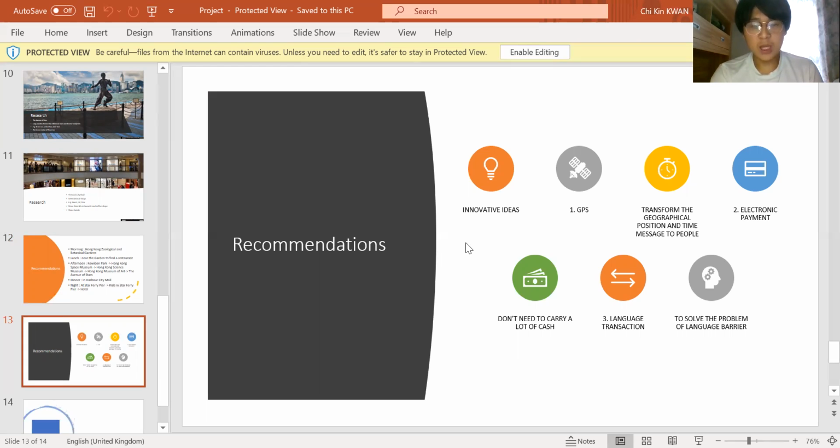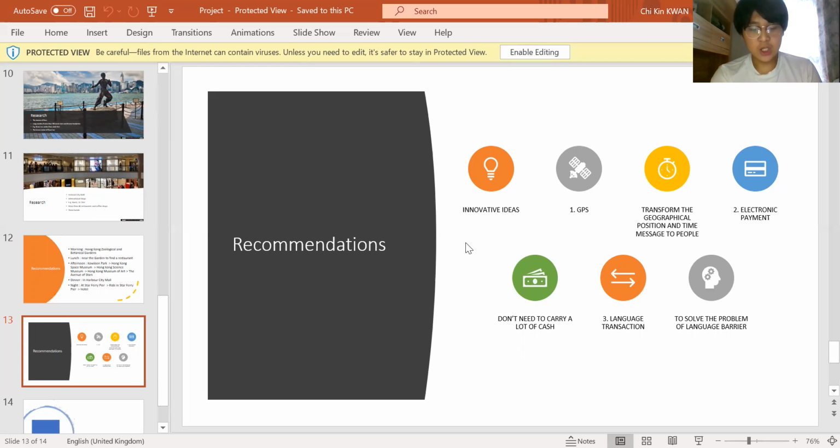Secondly, the electronic payment. Electronic payment becomes more and more popular nowadays in different countries because people can easily use electronic money in daily life by using mobile payment or credit cards. They don't need to carry a lot of cash to pay. They can shorten the time of exchanging the local currency. Also, they can speed up the transaction. It can reduce human errors and shorten the queue time.